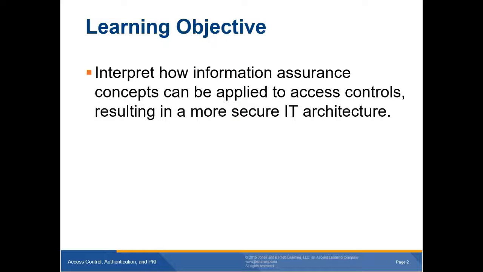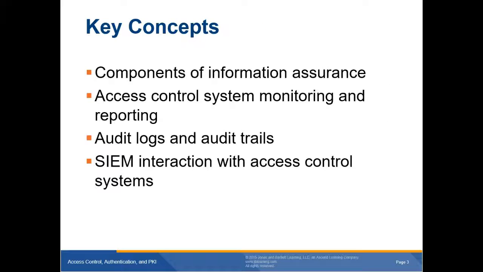So we're going to look at our learning objective: interpret how information assurance concepts can be applied to access control, basically making sure it is more secure. We're going to be looking at major components within the assurance area, how information assurance can be applied, audit logs, SIEM interaction with control systems. So these are just some of the things we're going to be looking at and how all this comes together.